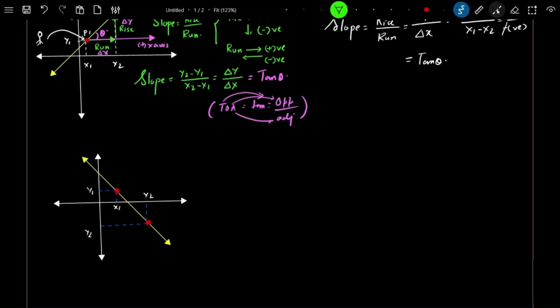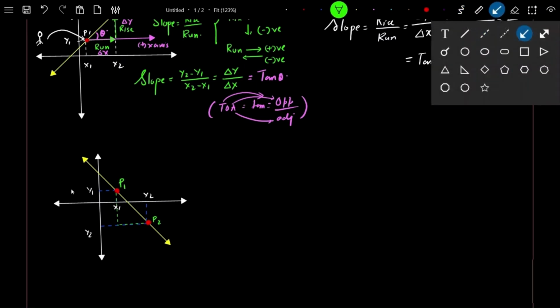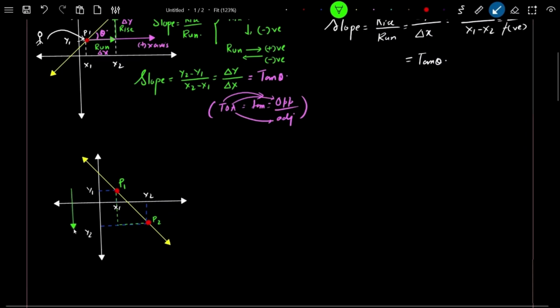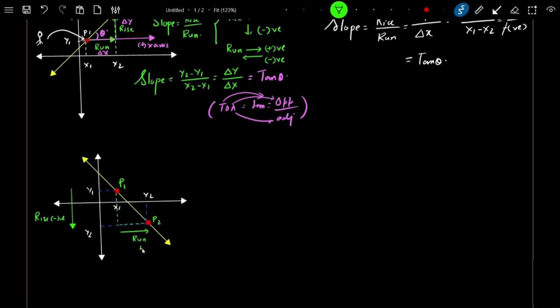So let's see the imaginary right angle triangle. The imaginary right angle triangle would be here. Let's not get confused. Let's approach it from P1 to P2. Now, if you want to go from P1 to P2, then you would find that the rise is negative. Okay, the rise is negative going from P1 to P2. However, the run is positive.